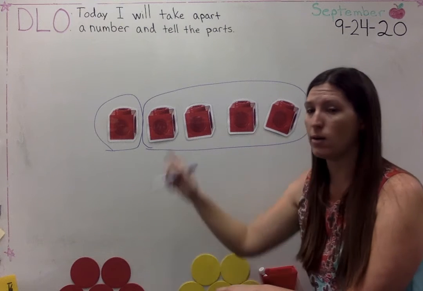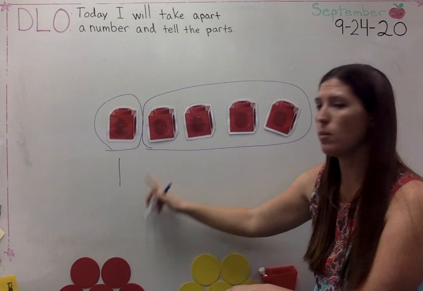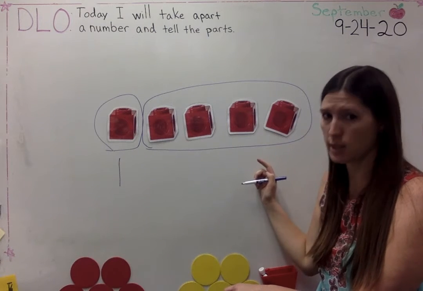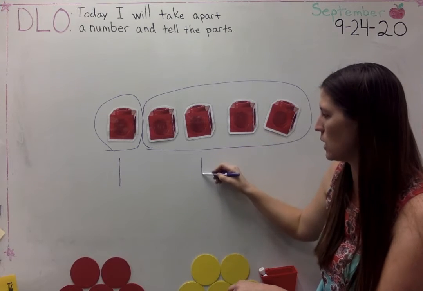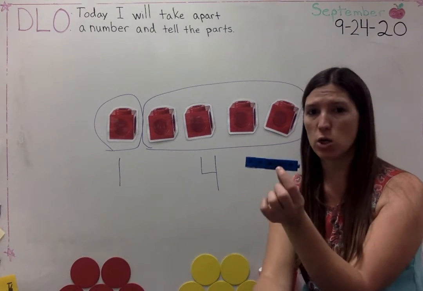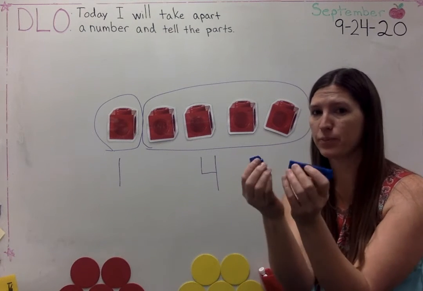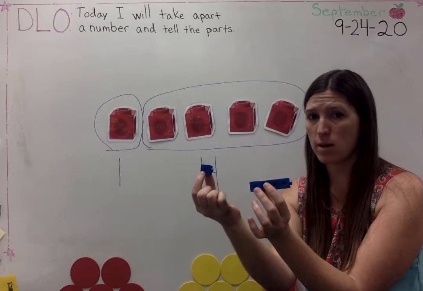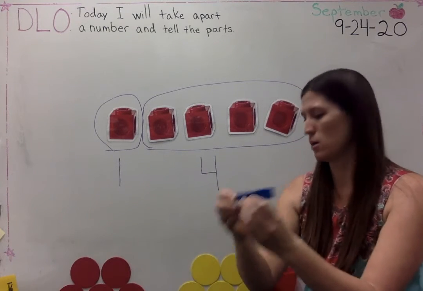How many are in the first group? Let's count. 1. How many are in this next group? Let's count. 1, 2, 3, 4. Down, over, down some more. That's the way you make a 4. Let's take your cubes. Let's take it apart and match what I have. I have 1 and 4. See? 1 and 4. Good.